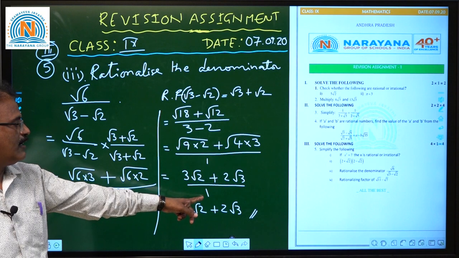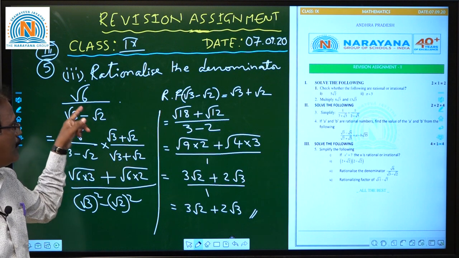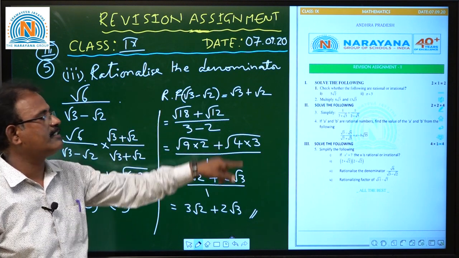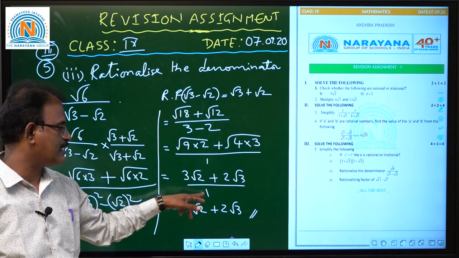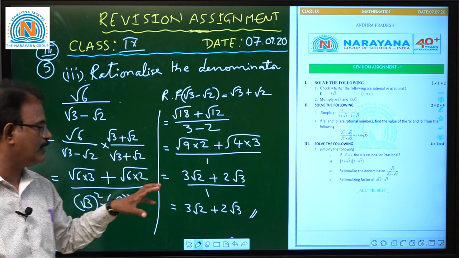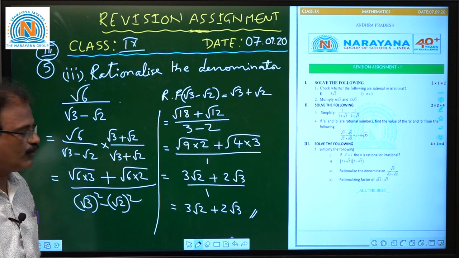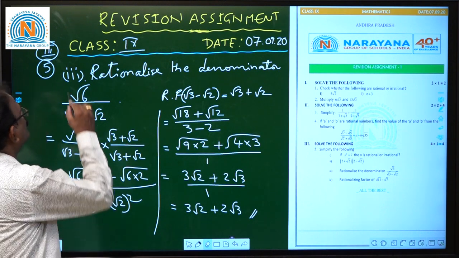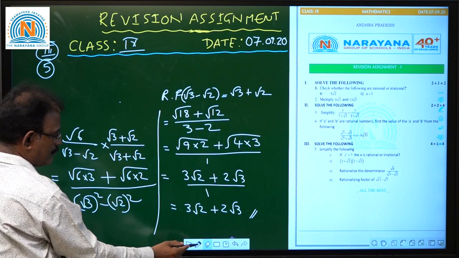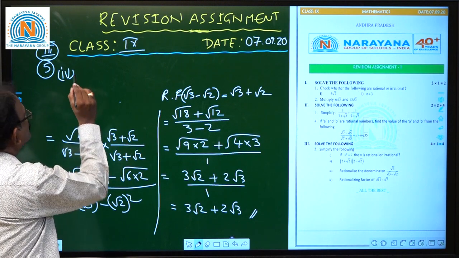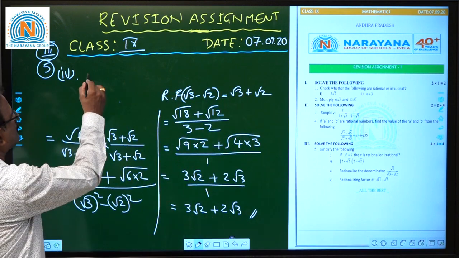So here 1 is the denominator, and 1 means a rational number, but in the question itself it was an irrational number. So by multiplying with the rationalizing factor, we rationalize the denominator in such a way. So after you rationalize the denominator, this is the result for the third one of the fifth question, children. So let us go to the fourth one. What is the fourth one? Rationalizing factor of root 11 minus root 7.